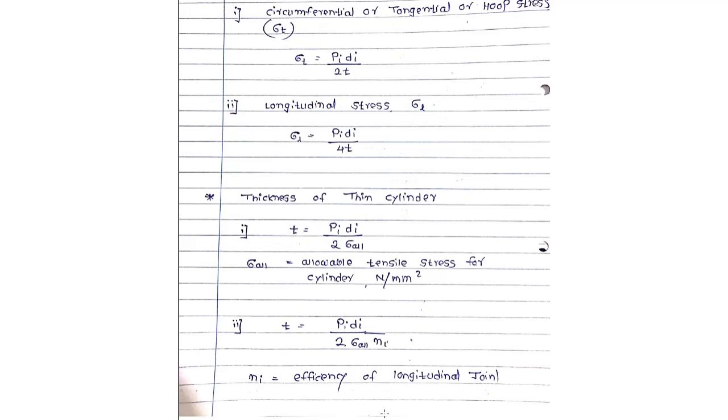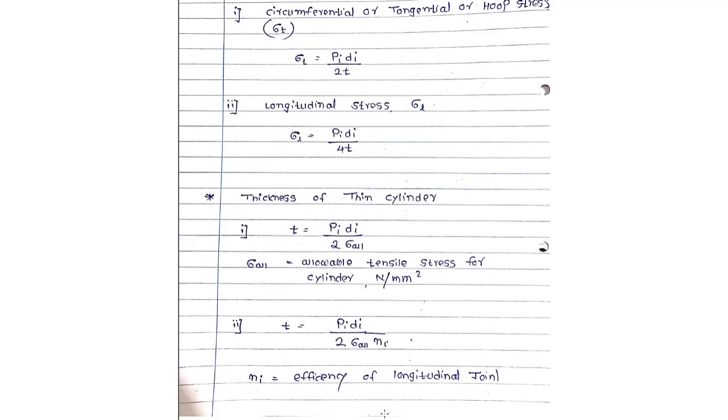In some cases in numericals, they are going to give the direct value of sigma all. But in some cases they are going to mention the value of S of ut, that is ultimate tensile strength. So in that case, how are you going to find this value of sigma all? In that case, sigma all is nothing but S of ut divided by the factor of safety. So S of ut is mentioned, and the factor of safety is also mentioned, so from that you can calculate the value of sigma all.